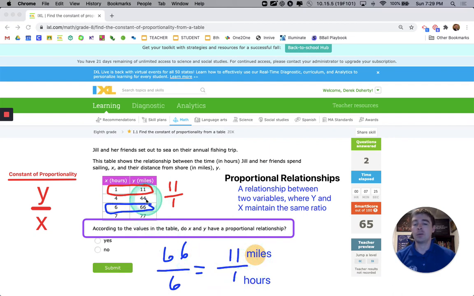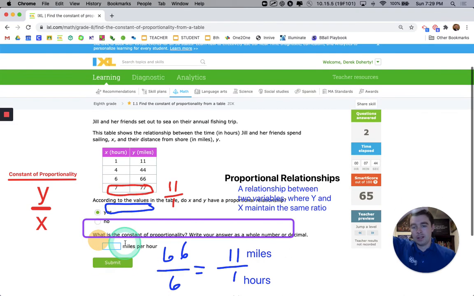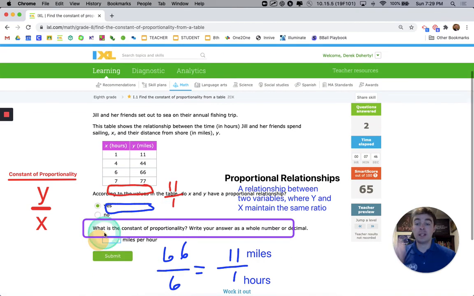And if I did the other ones, 44 divided by 4 also gives us 11/1, 77 divided by 7 also gives us 11/1. Because all of these y divided by x's maintain the same constant of proportionality, then we can confidently say, yes, this is the type of example that is a proportional relationship. And towards the bottom, they say we'll move down. What is the constant of proportionality? Write your answer as a whole number or decimal. We see it's just 11 miles per hour, that ratio we came up with.